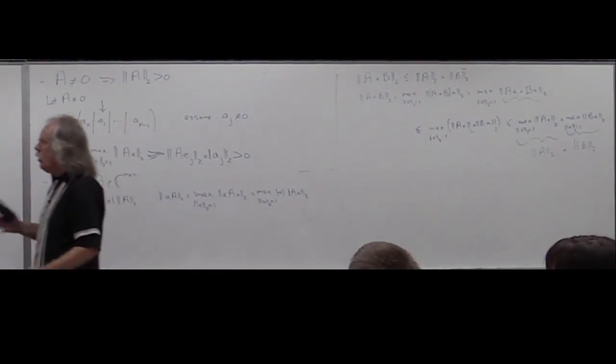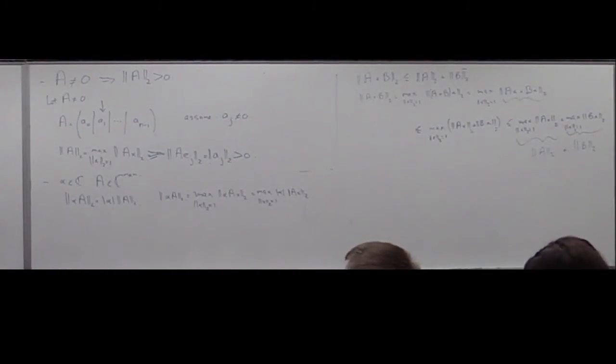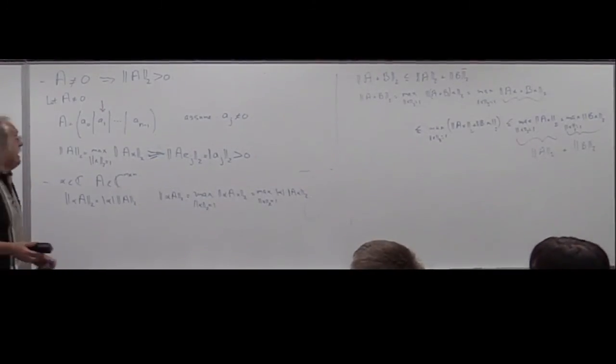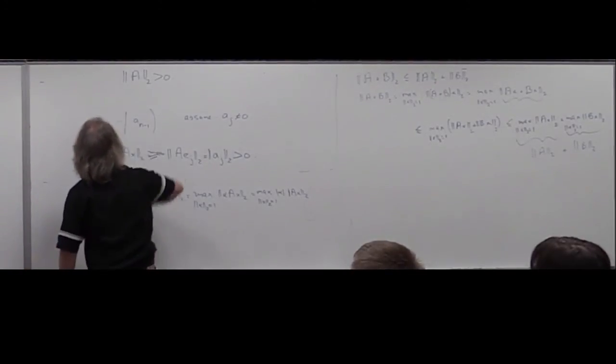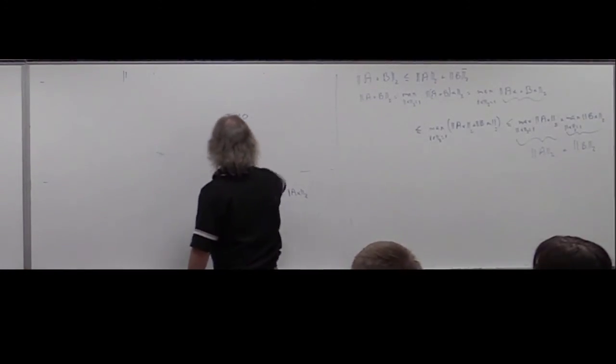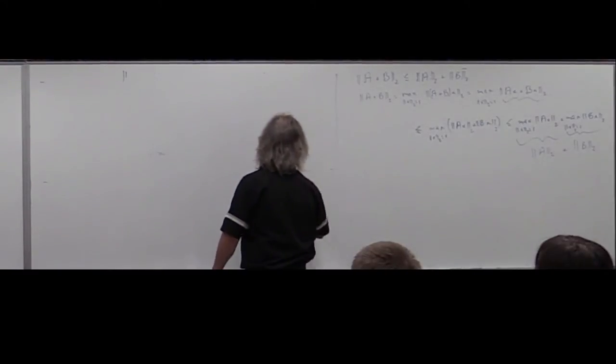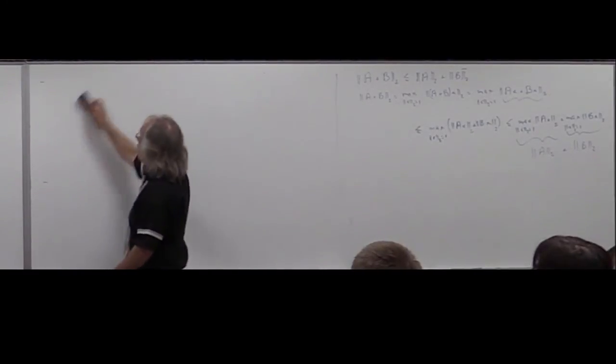Okay, so now what we have are these norms that are associated with vectors. A very, very important property of these matrix norms is that they are what's known as submultiplicative.